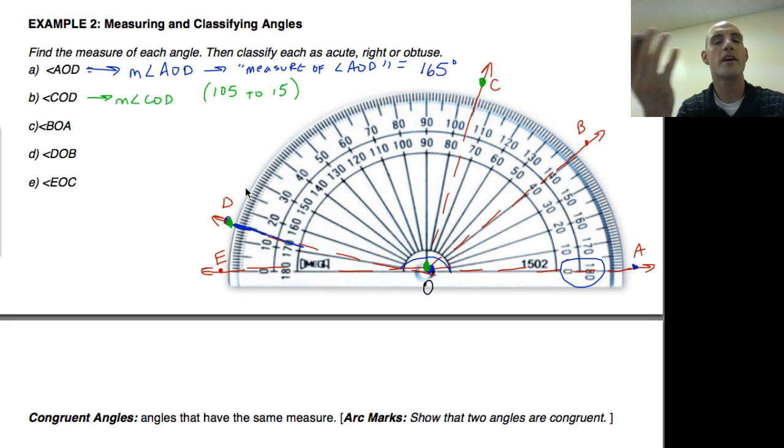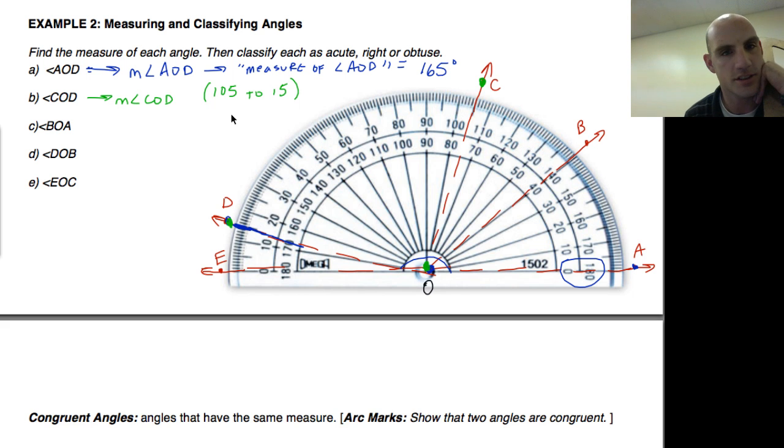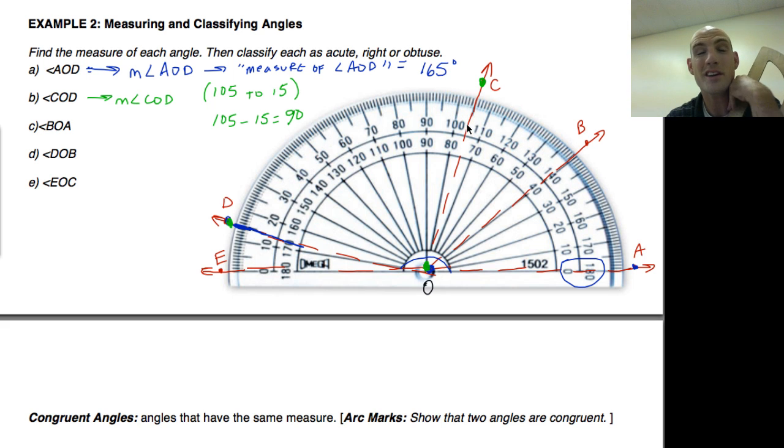Well, obviously, we could count the numbers between that, but let's just subtract. So 105 minus 15 equals 90. Well, if we were to count this, we could start at 15. This would be 5, 10, 15, 20, 25, 30, 35, 40, 45, 50, 55, 60, 65, 70, 75, 80, 85, 90. Okay, so we could count, or we could subtract, or there's a little trick here.